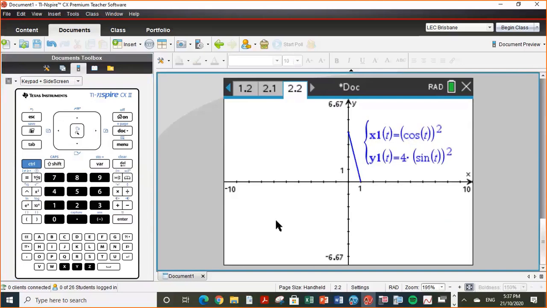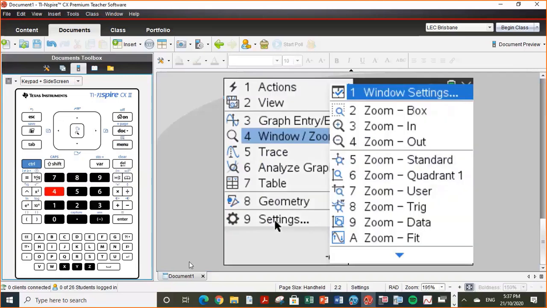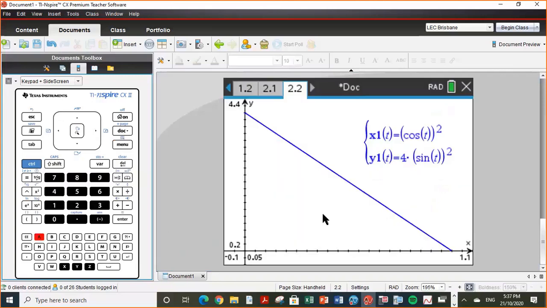Now, we could improve the window quite readily. This works quite a bit of the time. Sometimes it doesn't quite work as well as I'd desire. You press menu and then window zoom, and then see down the bottom there next to A, zoom fit. So type in A, and we get an automatic, pretty good fit, illustrating the Cartesian equation or the path of the particle. So this particle moves in a straight line.